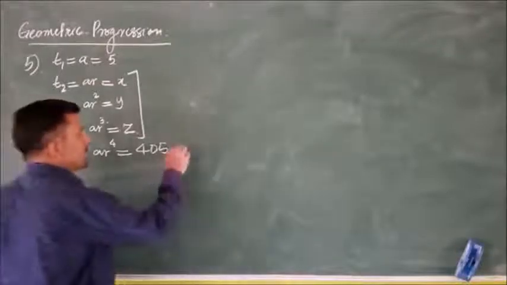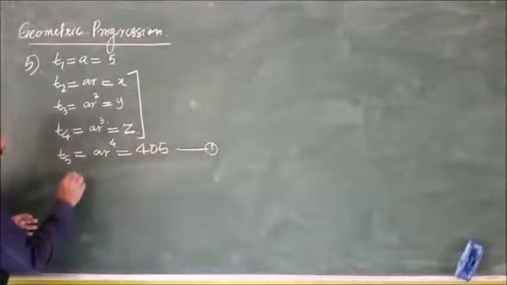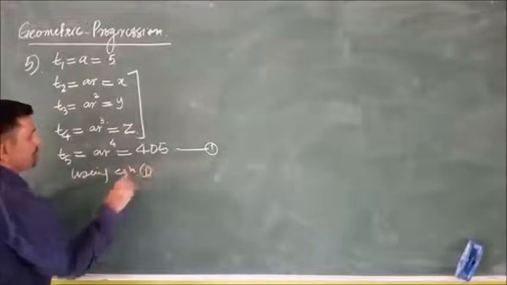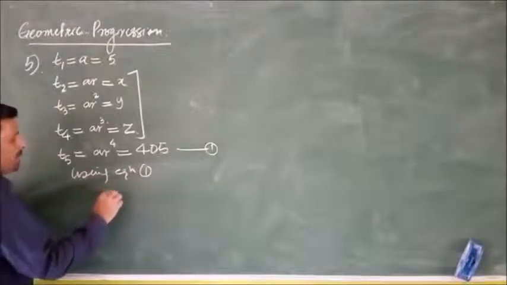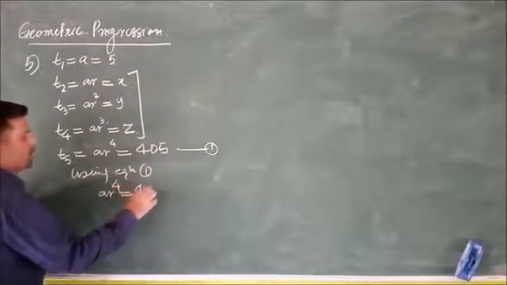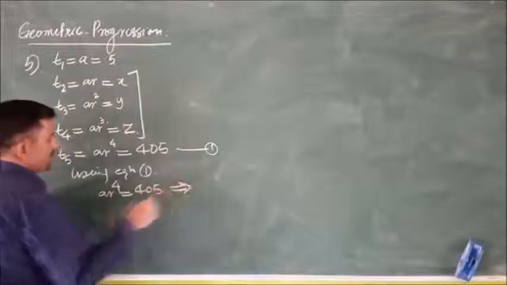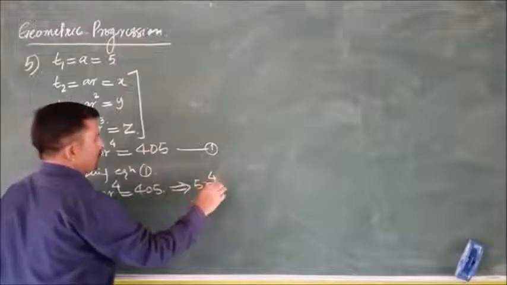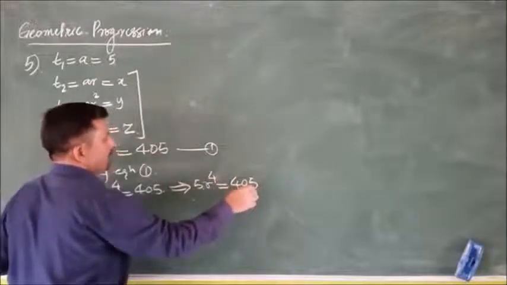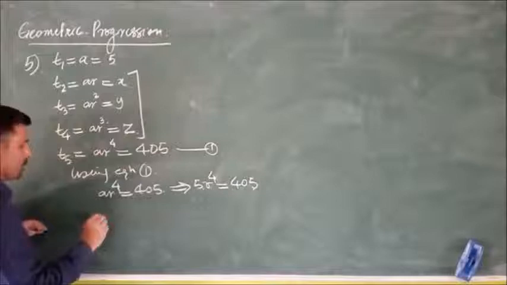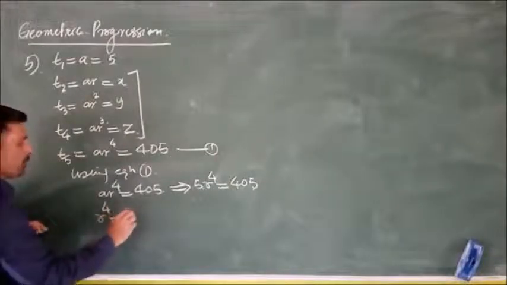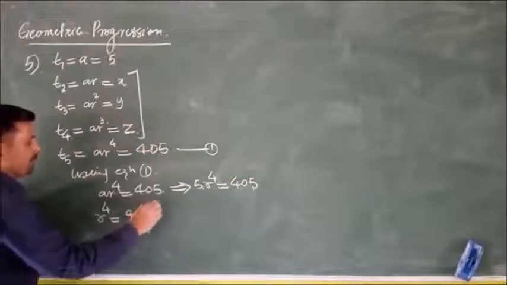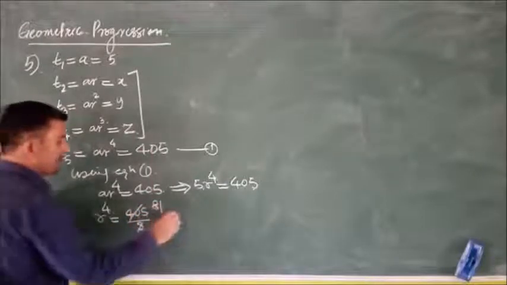So I will name this as equation number 1, and then we'll say using equation 1, A R to the power 4 is equal to 405. This implies in this equation A is 5. You can put it here. 5 R to the power 4 is equal to 405. This 5 will go to right side. So R to the power 4 is equal to 405 divided by 5. 5 is the 5, 5 is the 40, and 1 5 is the 5. So this is 81.